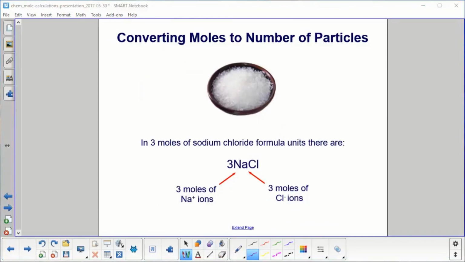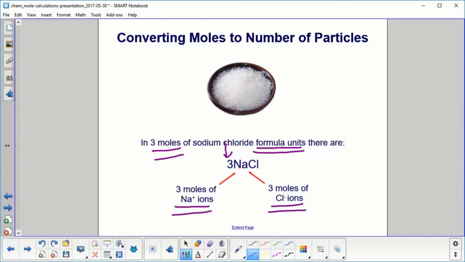Let's take an ionic compound, same drill. If we have 3 moles of sodium chloride, and remember, formula units are what we use for the ionic compounds, there's our 3, that tells us that we have 3 moles of sodium plus ions and 3 moles of chlorine minus ions.